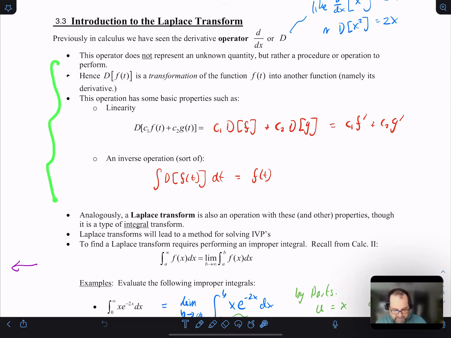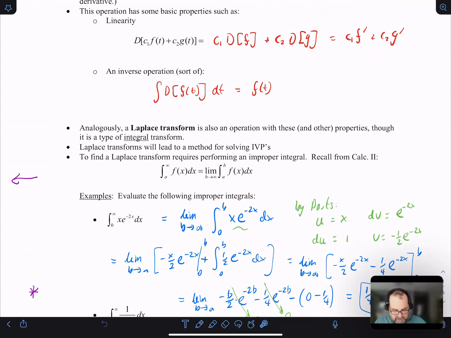This should seem very familiar. And a Laplace transform is just a different type of operator. So it is an integral operator of sorts. A Laplace transform, basically, is an improper integral. So this is something we should remember from Calc 2, an improper integral. So in Calc 2, there are actually a few different types of improper integral. The one we are interested in here is this kind here, where we have an infinite interval of integration. This is the type of improper integral that we actually need for this section.